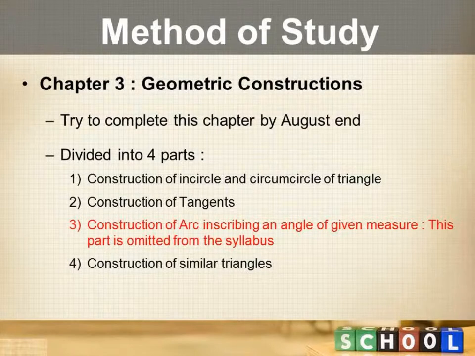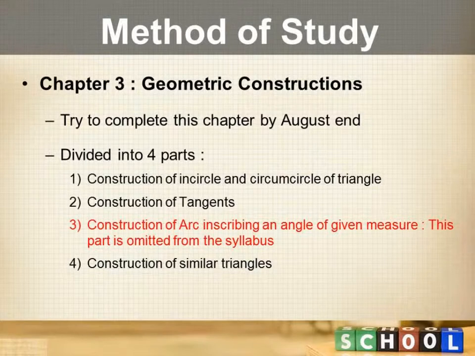Then comes the month of August, the month of the unit test, where you are going to study the 3rd chapter, that is geometric construction, where you are going to be tested on your drawing skill. Actually, this chapter has been divided into 4 parts. The first is construction of incircle and circumcircle. The next part is about construction of tangents.